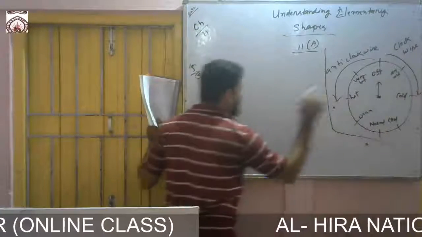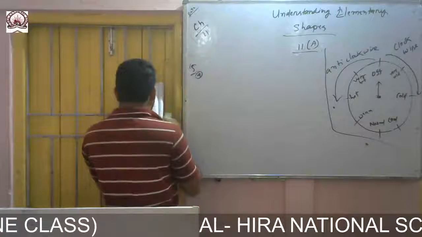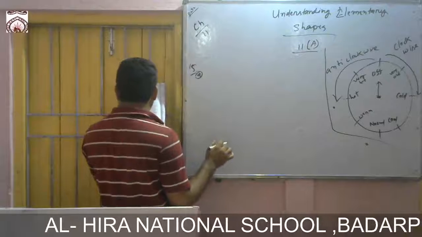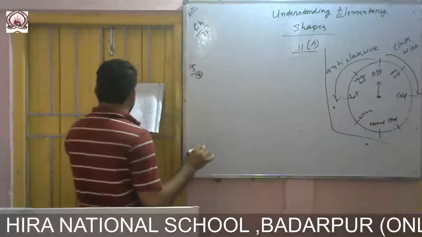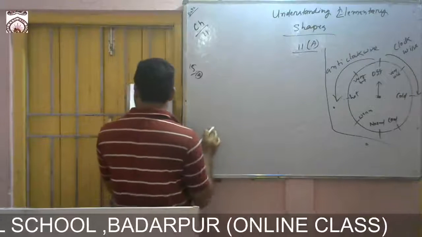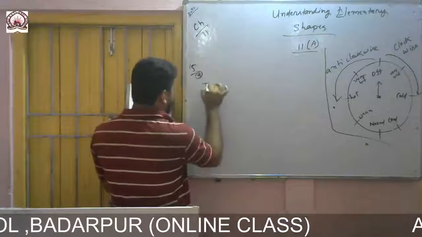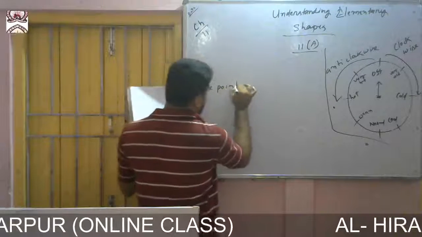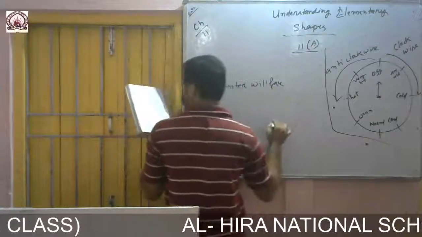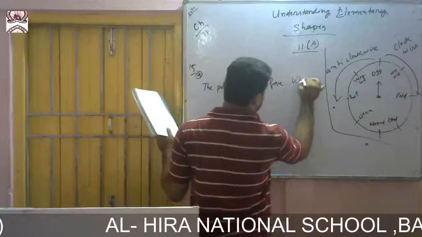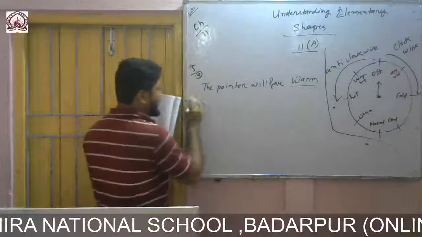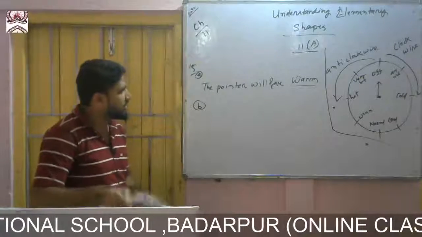Then from normal to warm, it is what? 45 degree. So the question is 45 degree clockwise from what? Normal. Right, the pointer will face what? Will face warm. The pointer will face warm. Number B.